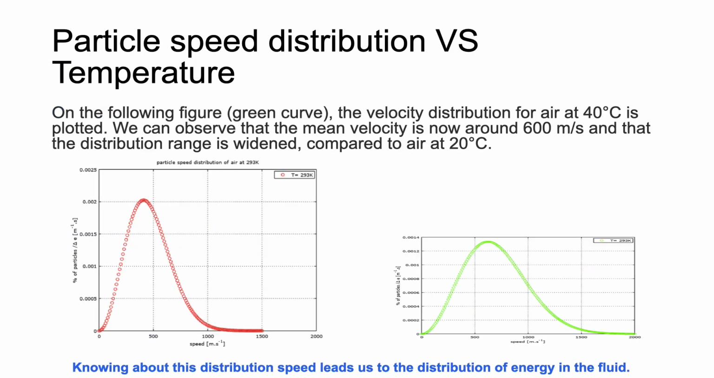This is a representation of the concept that temperature has an impact. On the left you have 20 degrees, on the right you have 40 degrees, and you see that the distribution is wider, and it's centered around 600 meters per second instead of 400. I reduced the scale of the second picture so that it matches the scale of the first one. Knowing about this speed distribution leads us to the distribution of energy in the fluid.